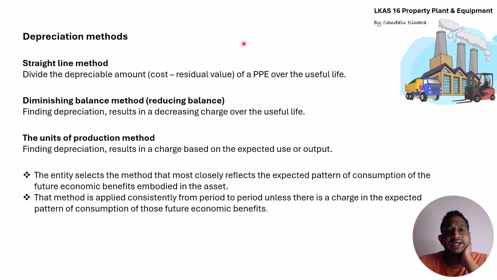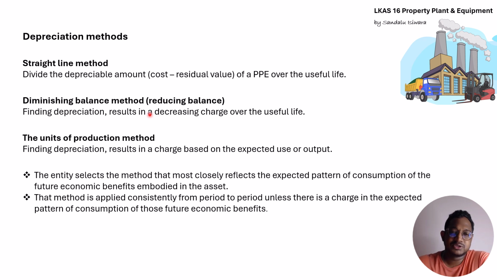Depreciation methods. There are three depreciation methods according to LKAS 16 for plant and equipment: straight line method, diminishing balance method, and the units of production method. From these three, you should know how to do straight line method and diminishing balance method, and most commonly in LOs the straight line method is used. So in the straight line method, divide the depreciable amount, which means cost minus residual value of PPE, over its useful life.